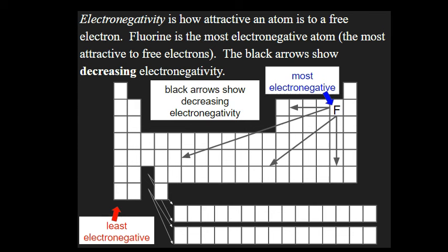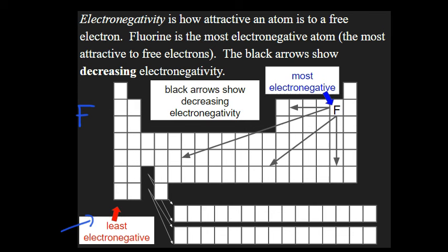So some atoms are very electronegative, some atoms are not very electronegative. And so the most electronegative atom is fluorine. And then if you go down the periodic table or to the left, or a combination down and to the left, then you end up with less and less electronegative atoms. And so this is a very attractive atom. So what does that mean?